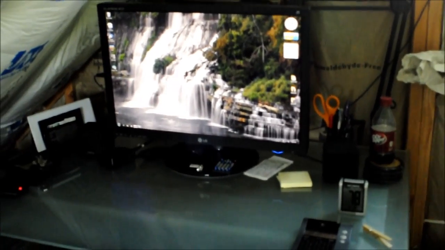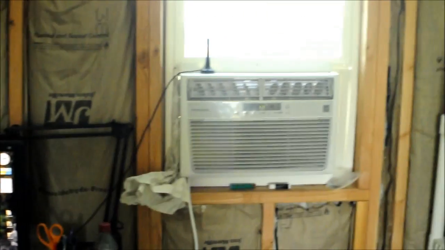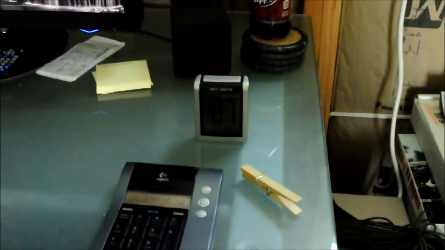The system that I have is able to run all this very, very well, and I'm running an air conditioner. 78 degrees in here right now. I think it's nearly 90 outside. Let's see here, 87 outside.